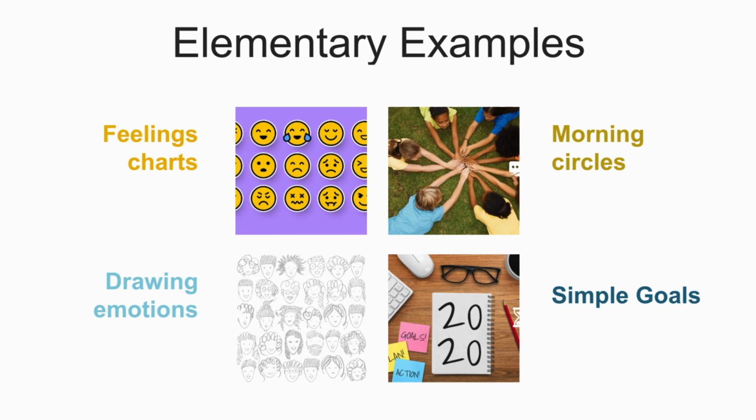So, some examples by grade band of how we can foster self-awareness and explicitly teach self-awareness in the classroom. You can have feeling charts, allow drawing of emotions. You can have morning circles and create simple goals for students, right? So once they are aware of their strengths and weaknesses, maybe you do a self-assessment to start off. They understand, okay, I'm strong here. I have a couple of growth areas. I want to focus on these growth areas. I'm going to set some simple goals for the first semester. Let's see if we can achieve those.